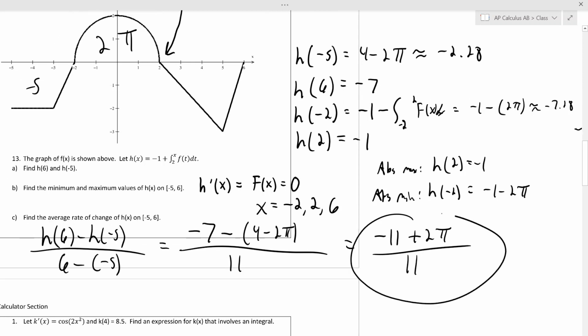There you go. That's just the slope f has, or h has, from endpoint to endpoint. Okay.